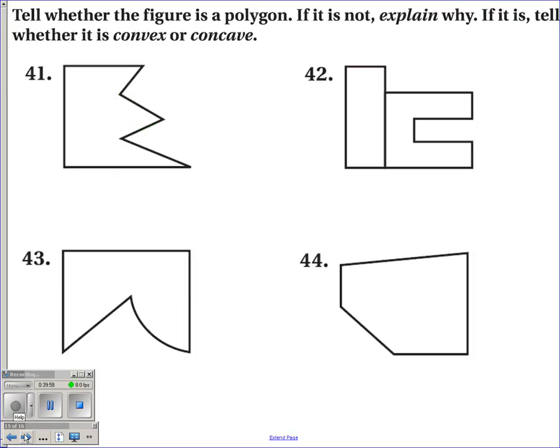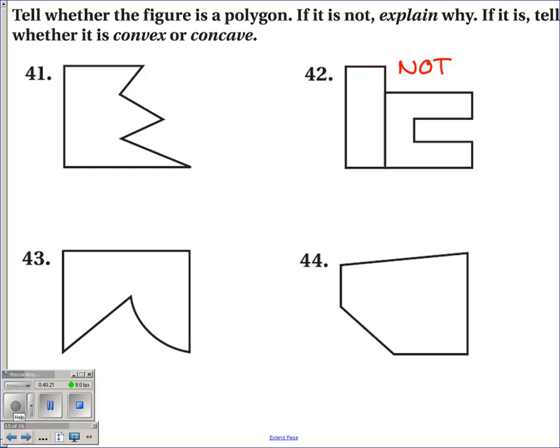Look at problems 41 through 44. It says, tell whether the figure is a polygon. If it is not, explain why. If it is, tell whether it is convex or concave. Well, let's take the two that are not polygons. Number 42 is not.